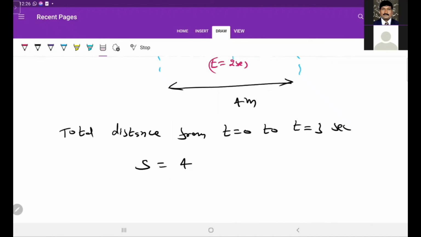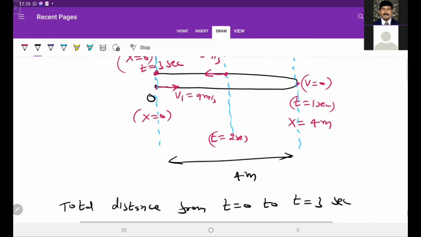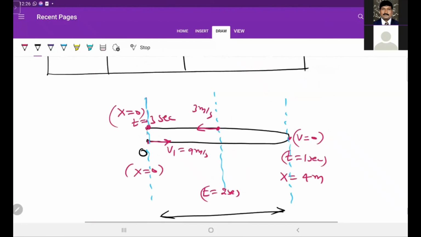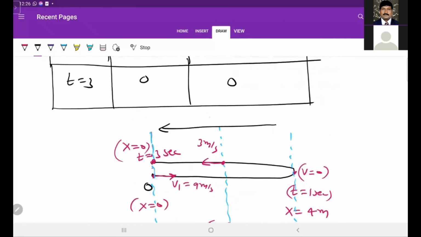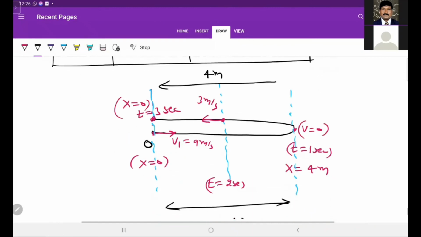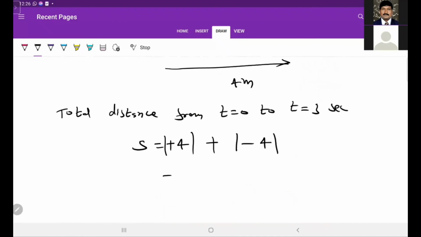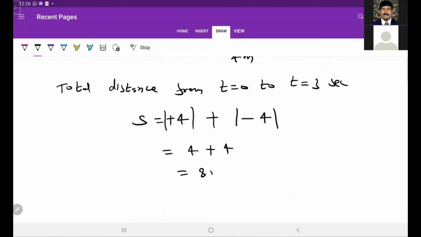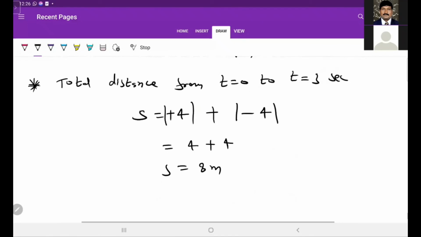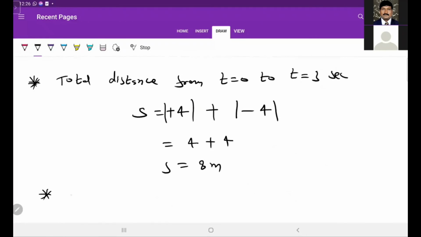So initially it is going right side, so take plus 4. Take its magnitude. Next it is going left side, take -4. Right side is plus 4, left side is -4. See, again it is coming back, so this is also 4 meters. Initially it is going right side, so plus 4. Next it is going left side, -4. So 4 plus 4, total 8 meters. So this is also one more concept we can learn from this. And next, after total distance, we go to total displacement.